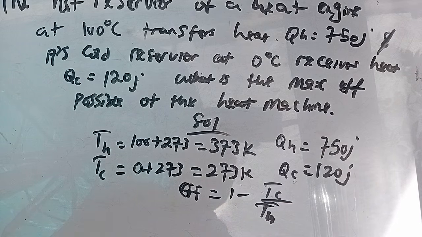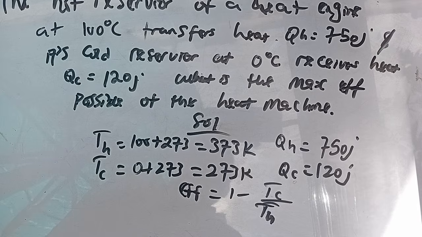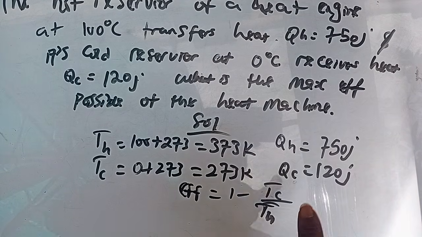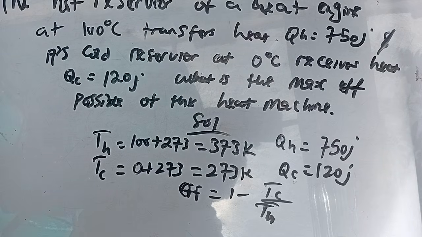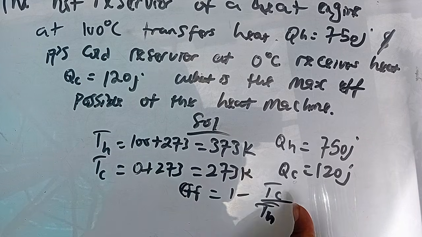You can also use QC over QH, but because this is a real engine, it's not the same thing as Carnot. For Carnot, actually, you can use QC over QH. But what I'm trying to say is that whenever you hear the word maximum, just remember to use the idea of Carnot. Even for Carnot, it's TC over TH, even though you can also use QC over QH, because in a Carnot engine, QC over QH equals TC over TH. But in a real engine, they are not equal. But whenever they are talking of maximum, that first formula for Carnot, let your mind go there.